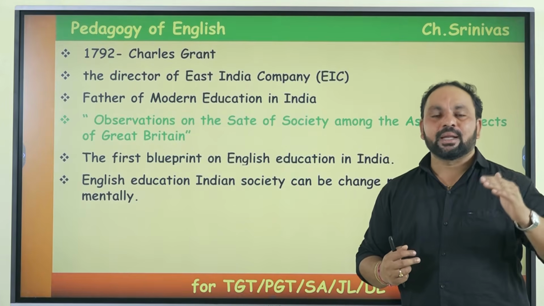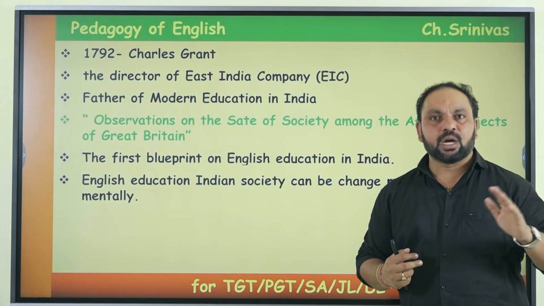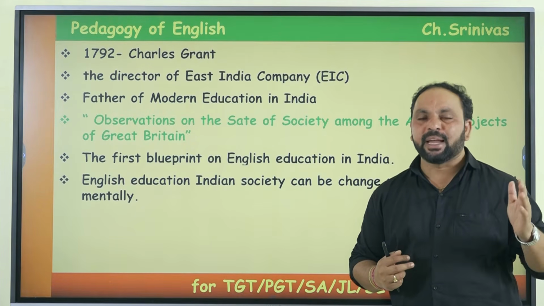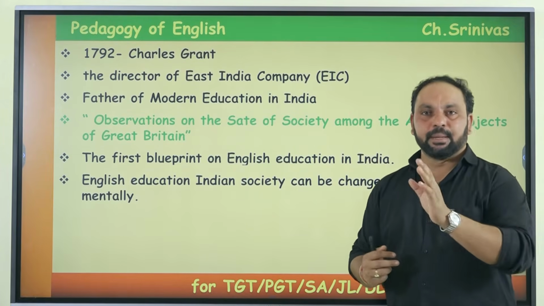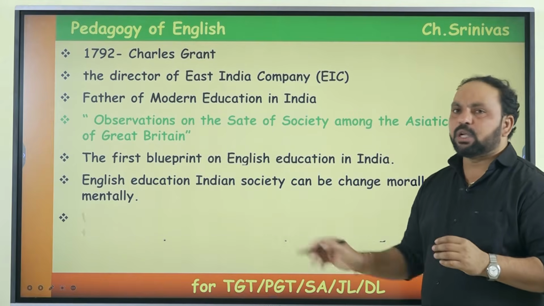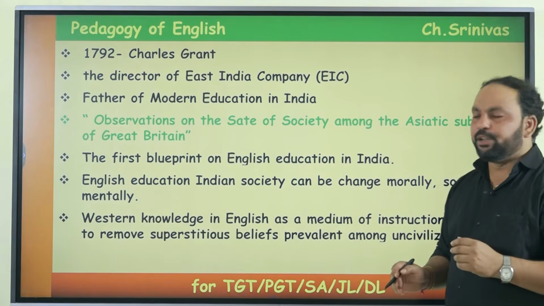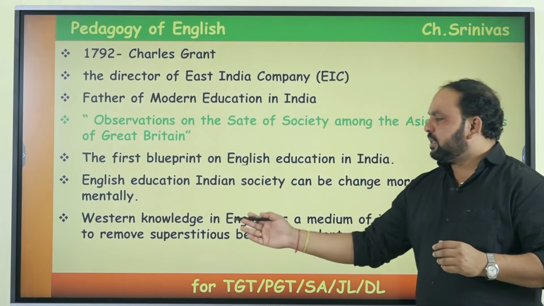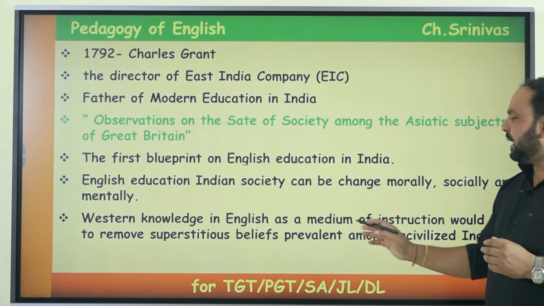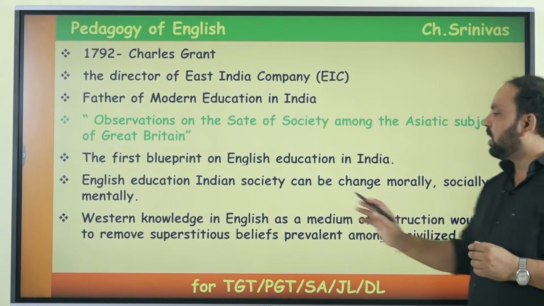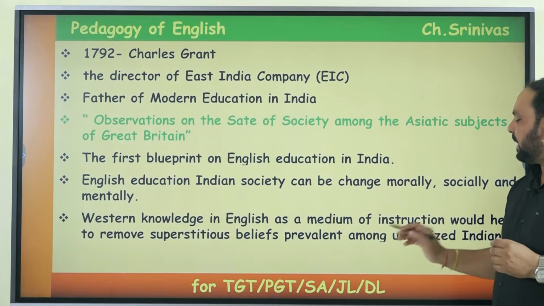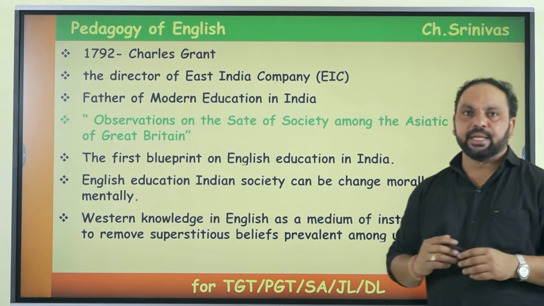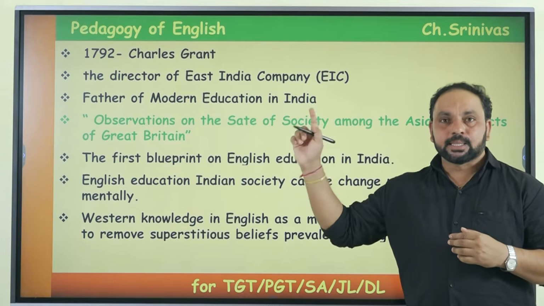And in order to eradicate the superstitions and overcome the problems of blind beliefs, he said that English education would help them. So with that reason he wanted to introduce English education. He said that Western knowledge with English as a medium of instruction would help remove superstitious beliefs prevalent among uncivilized India. This was a statement given by Sir Charles Grant.